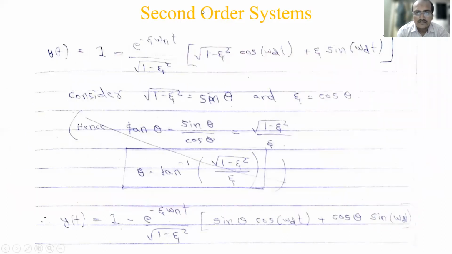See here, the last step we have come across. I have grouped this: e to the power minus zeta omega n t is common, and I have taken square root of 1 minus zeta square outside. So I am grouping both the terms again. That's why you should be cautious about the minus sign; the minus is outside, I have kept it. So here the cos term, you didn't have this term, right? If you want to get this outside, let me show you that.